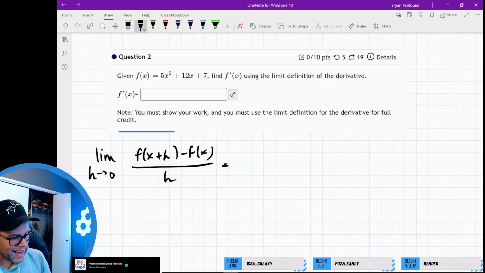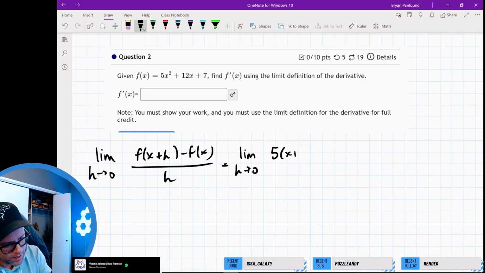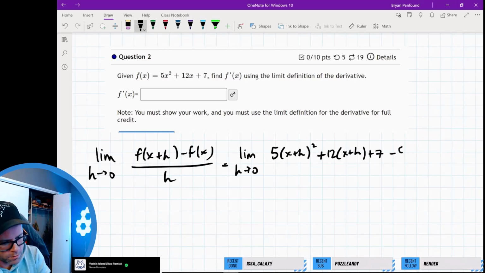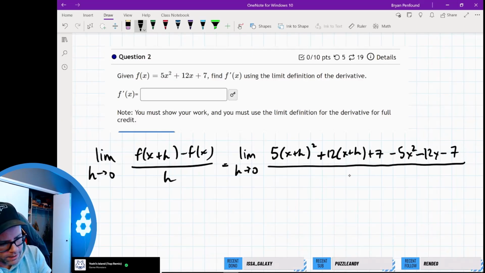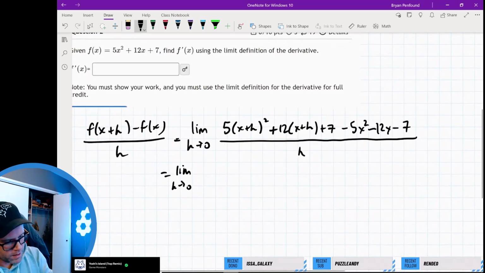Okay, we need f at x plus h minus f of x all over h. So we need f of x plus h, that's 5 times x plus h squared plus 12 times x plus h plus 7. And then we're going to subtract all of these terms. So we need to subtract 5x squared, subtract 12x, and subtract 7. And then divide by h. So something tells me this is going to get messier before it gets better.